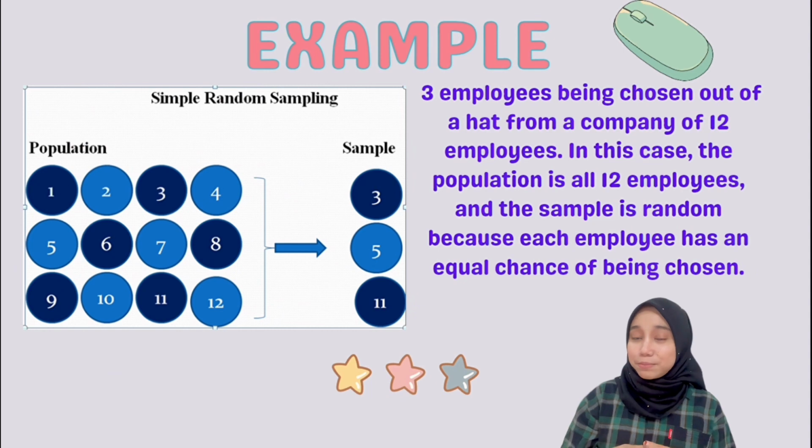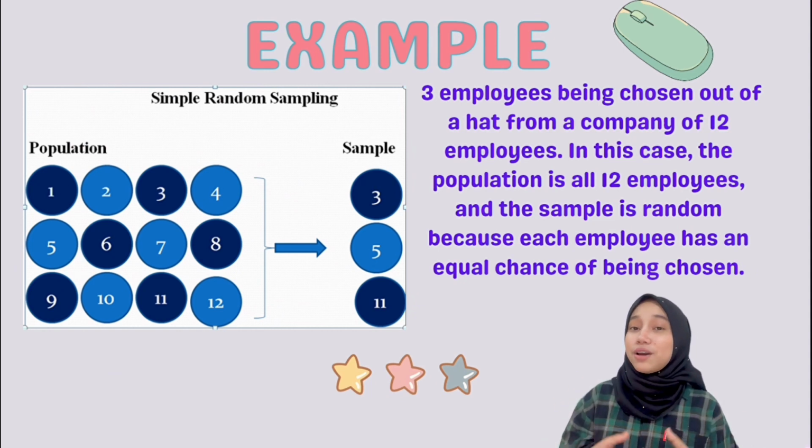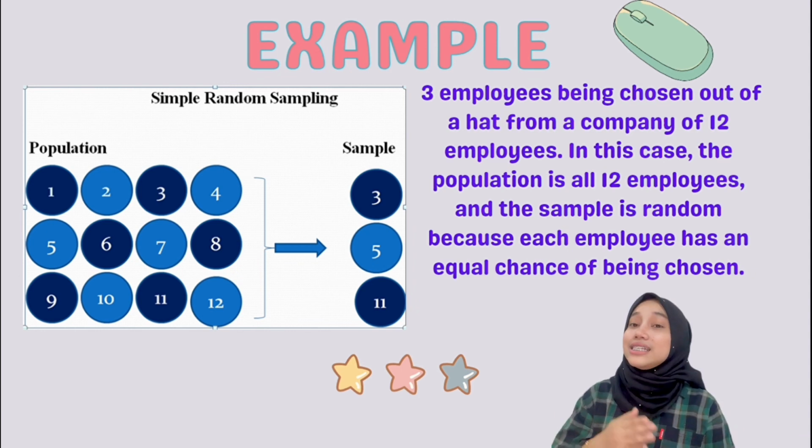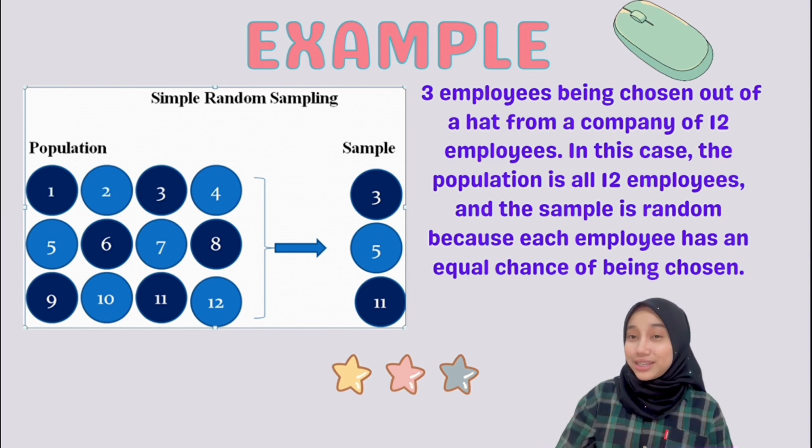Next, we move to the example. 3 employees are chosen out of a hat from a company of 12 employees. In this case, the population is all 12 employees and the sample is random because each employee has an equal chance of being chosen. To conclude, a simple random sample is a subset of individuals chosen from a larger set in which the individuals are chosen randomly, all with the same probability. It is a process of selecting a sample in a random way.